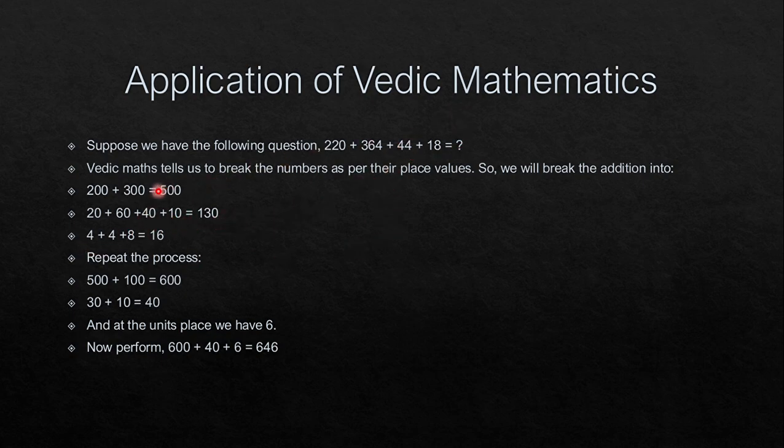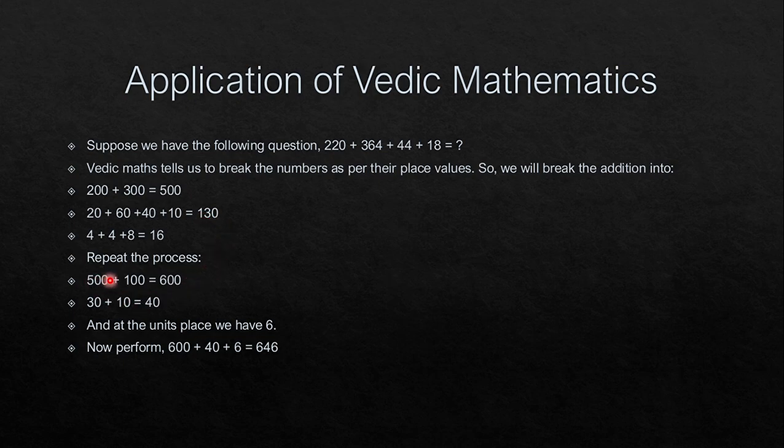Now we gotta add them as the top numbers. 200 plus 300, which gives 500. 20 plus 60 plus 40 plus 10, which is 130. And 4 plus 4 plus 8 is equal to 16. Then we have to repeat this process. We will get 500 as 500, 130 as 100 plus 30, then 16 will get a 10 and a 6.